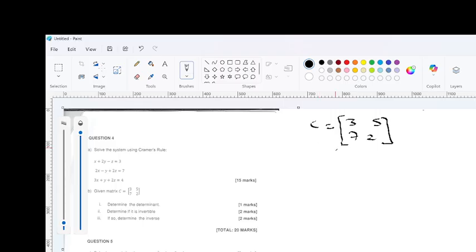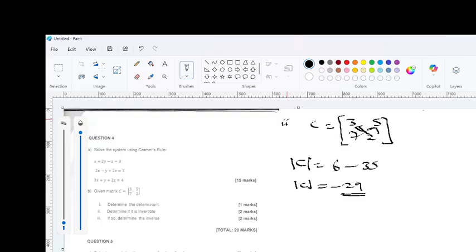So the determinant is easy. That is what we just did in question A. So the determinant of C is equal to, remember, we subtract the product in the major diagonal minus the product in the minor diagonal. The product is multiplication. What is 2 times 3? That is 6, minus 7 times 5, that is 35. So the determinant of C is equal to, what is 6 minus 35? We have negative 29. So negative 29 becomes our determinant of C.